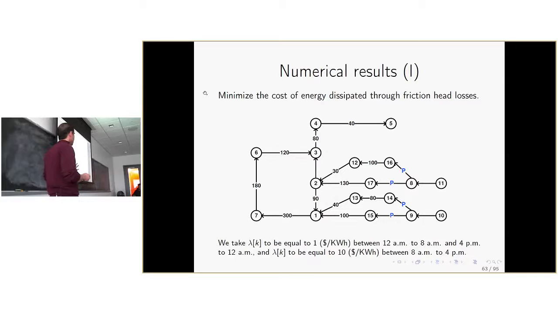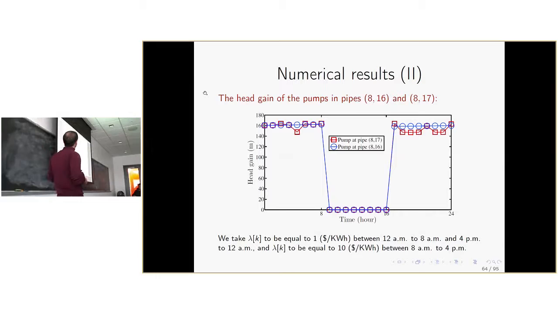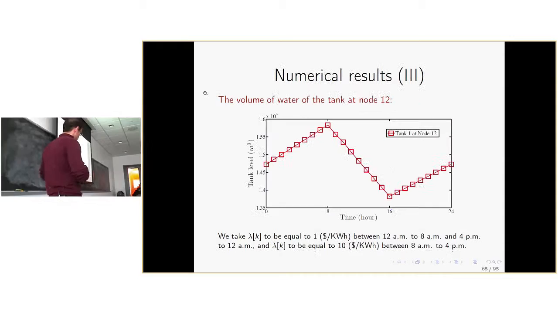They assume that the price of electricity is $1 per kilowatt hour between 12 a.m. to 8 a.m. and 4 p.m. to 12 a.m. And the price is $10 between 8 a.m. to 4 p.m. So just to show that the system is working, okay. When the price is cheap, we are going to use the pumps to pump water into tanks. And when the price is expensive, they are going to use the water in tanks. And then when the price is cheap again, they are going to pump water into the tank.